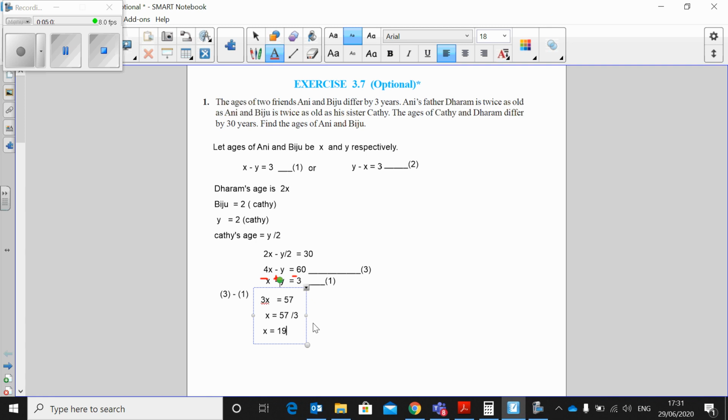Which is nothing but x is equal to 19. So x is 19 years. Then what is y? Because we started with x minus y equal to 3, let us substitute in equation 1. So we get 19 minus y is equal to 3. That means y is equal to 16. So in this first case, we are getting Annie is 19 years and Biju is 16 years.